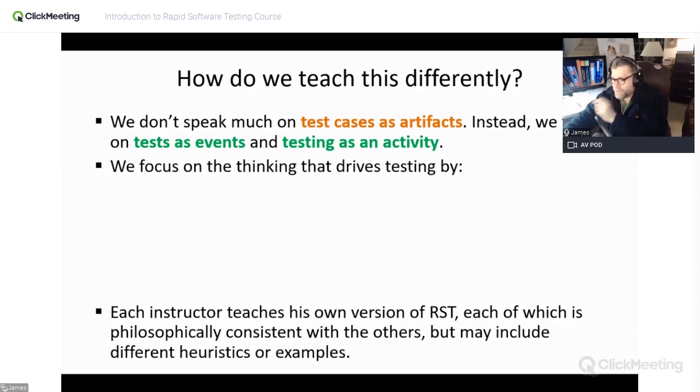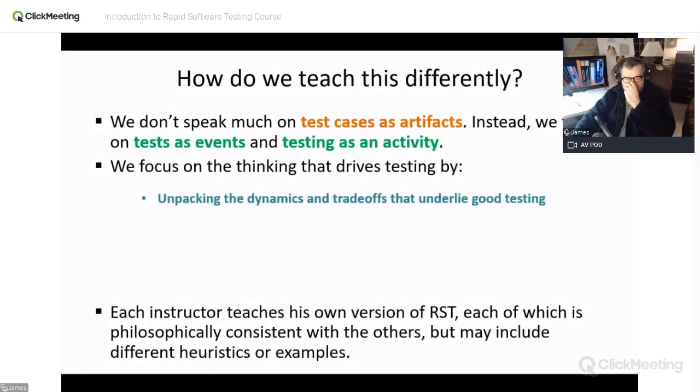If I write down what I did, what I wrote down, that's not a test. That's notes about a test. I can, of course, write down procedures. You can have test procedures. I can write down test cases, but those aren't tests until they're actually performed. So in RST, we can talk about test documentation, and when we do, but we like to focus on the event of the test itself and on testing as a human activity.